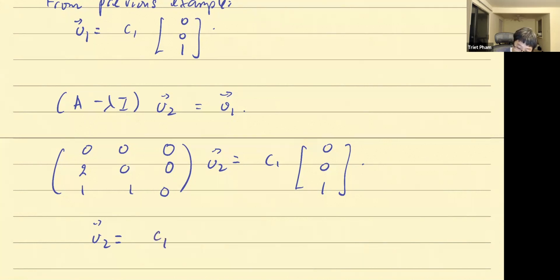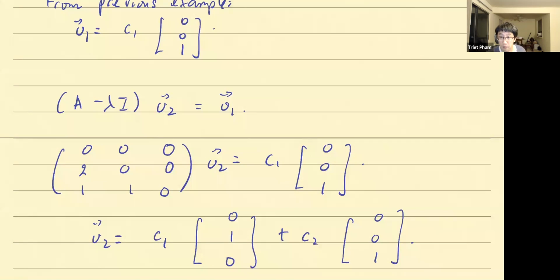My V2 will be C1 times (0, 1, 0) plus C2 times (0, 0, 1). Is that okay? (0, 1, 1). Yeah, but you see, your (0, 1, 1) would be this choice, where this is 1 and this is 1. That's exactly why we need to include a second freedom. So my choice includes your choice.